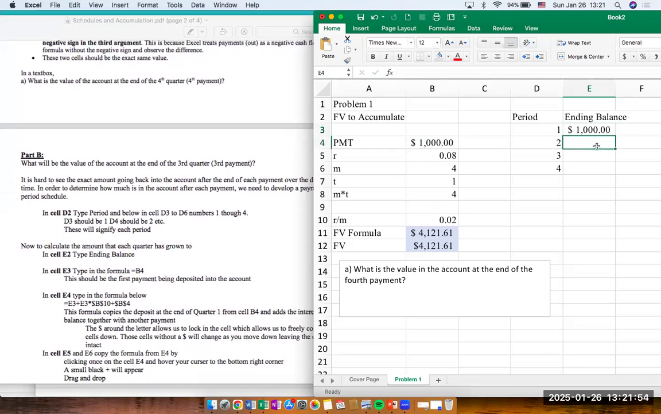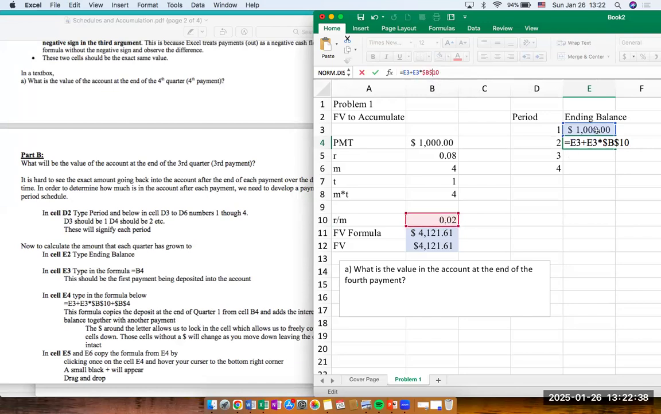Now in cell E4 here, it says type in the formula below. It says equals E3, the one previous, so the payment that we had before, plus E3 once more. Now this is going to be multiplied by B10, and you'll notice that we have a dollar sign locking in between your B and the 10. This will keep this value from shifting, so it'll constantly use your rate per compounding period.